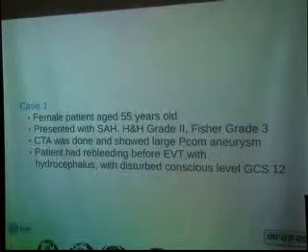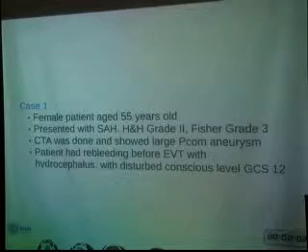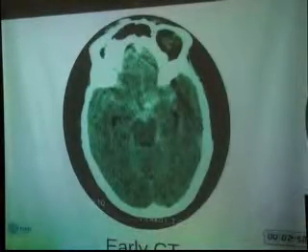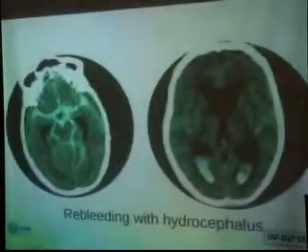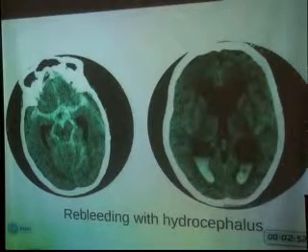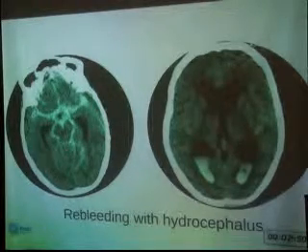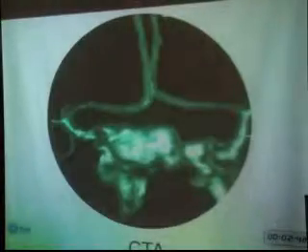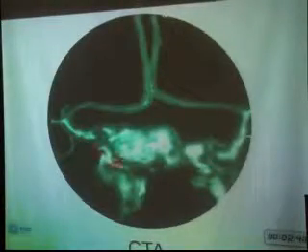The first case was a female patient, 55 years old, presented with subarachnoid hemorrhage. CT angiography showed a large PCOM aneurysm. The patient had a rebleeding. Here is the early CT scan showing the subarachnoid hemorrhage, and here is a follow-up scan showing the rebleeding with hydrocephalus and intraventricular hemorrhage. Here is the CT angiography showing the large PCOM aneurysm.